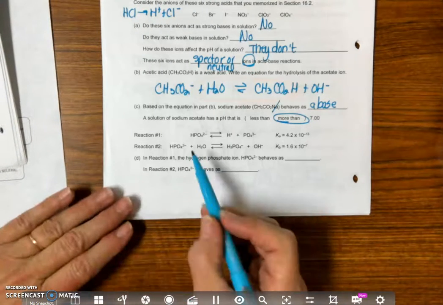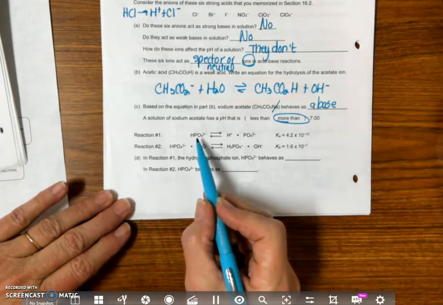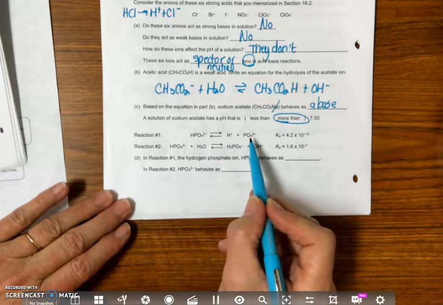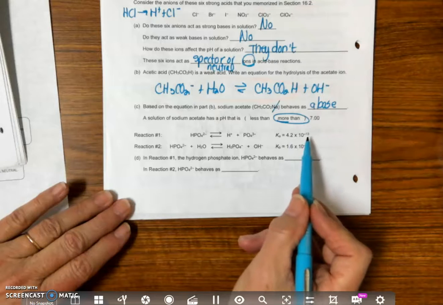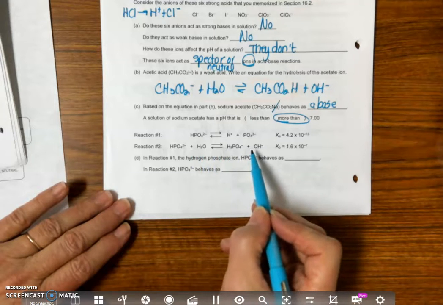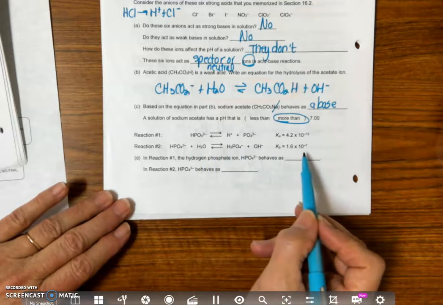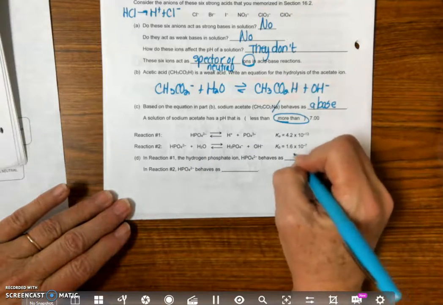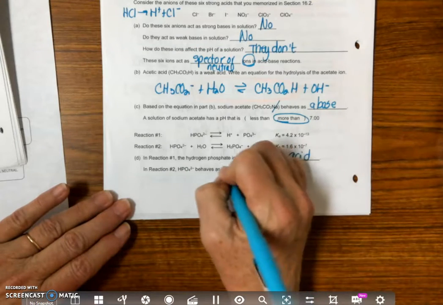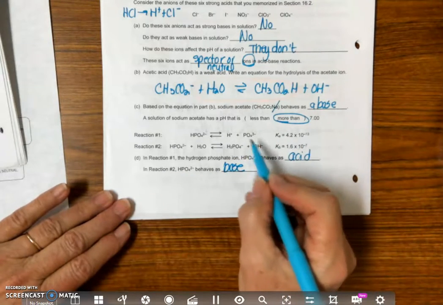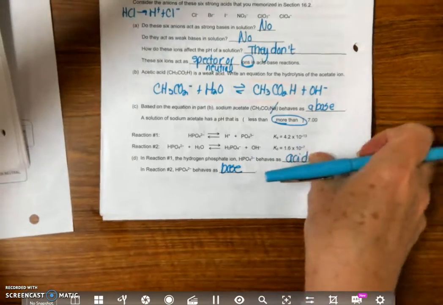Now, let's look at this anion. This anion can release a proton as an acid. Not a very good chance of that, 10 to the minus 13. Or it can act as a base, pick up a proton, generate hydroxide, and there's my Kb. So in reaction 1, the hydrogen phosphate ion behaves as an acid. In 2, it behaves as a base. So which one is going to be preferred?